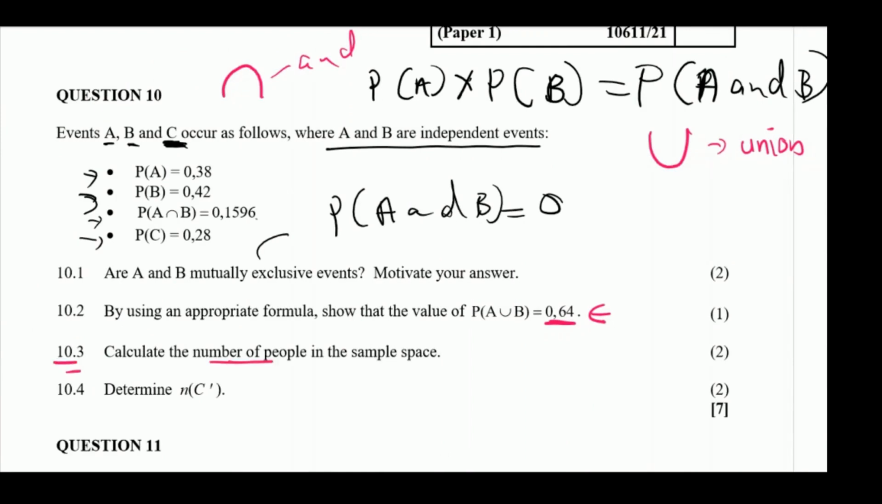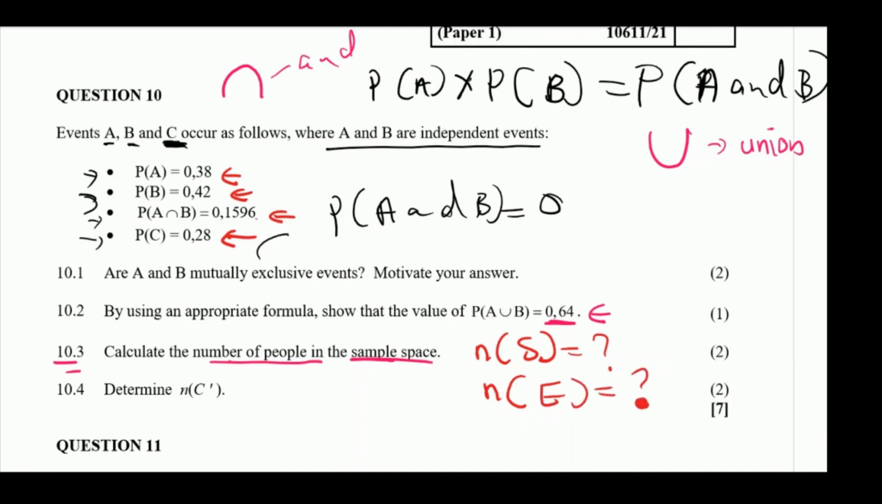10.3, calculate the number of people in the sample space. Now I want you to take a look at the information given. We are given the probability of A, the probability of B, the probability of A and B, and the probability of C. To find the sample space, which is N of S, we need to know the number of the sample. In this case, we're not given the number of the sample. The question doesn't have N of the sample, because we are looking at the number of people in the sample space combined.